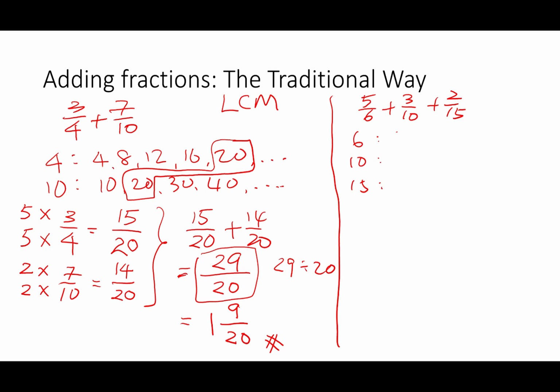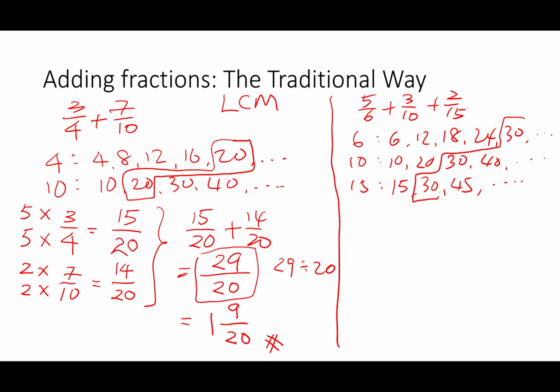So the multiples of 6 will be 6, 12, 18, 24, 30, and so on. Multiples of 10 will be 10, 20, 30, 40, etc. Multiples of 15 will be 15, 30, 45, etc. Now 30 is the first number that appears on all three lists here. So 30 will be the least common multiple of 6, 10, and 15.